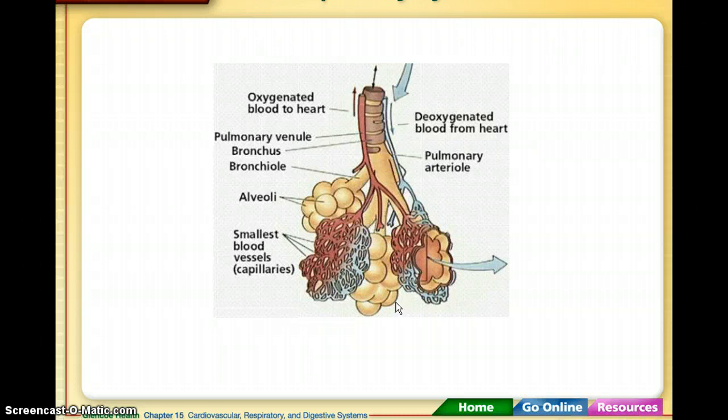So basically, 19 is right here. Okay, and that is blood coming from your pulmonary artery, going away. So that's why it's blue, folks, because it's deoxygenated blood. Remember that?